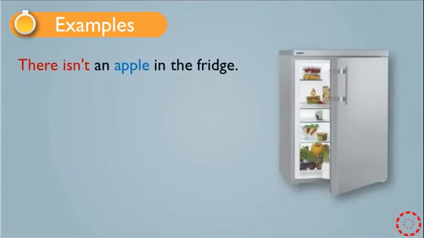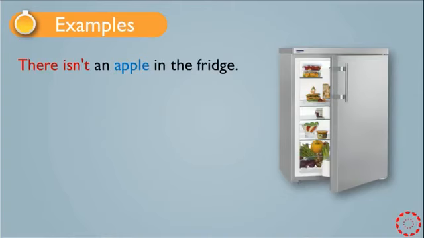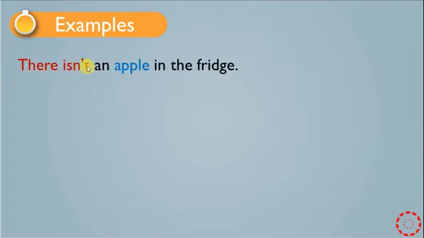Here we have more examples. There isn't an apple in the fridge. Again, here we used there isn't, which indicates the negative. And why did we use there isn't? Because the word that comes after there isn't is a singular one.